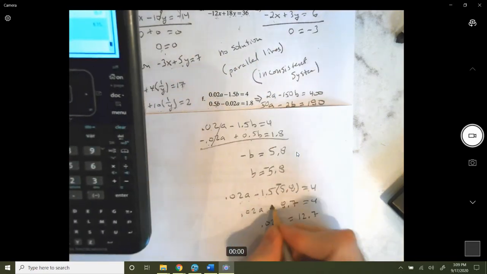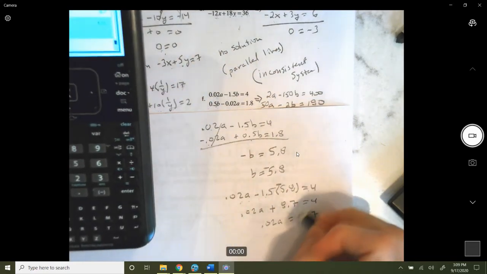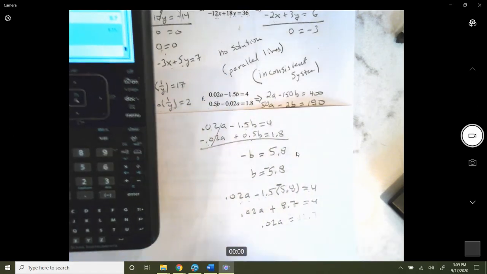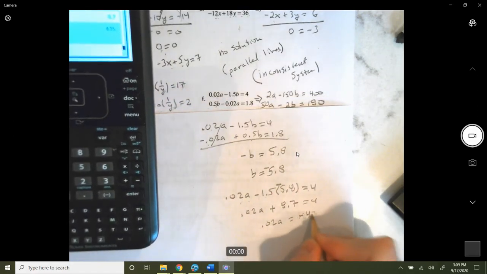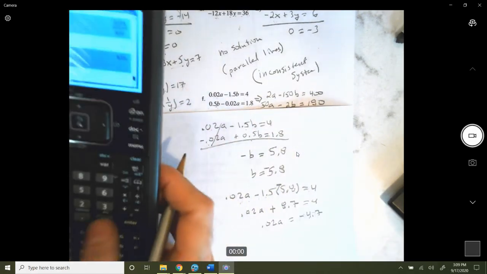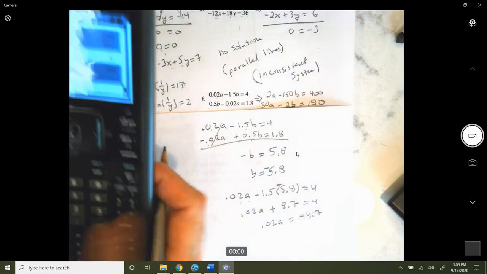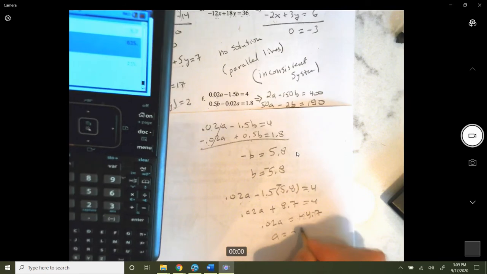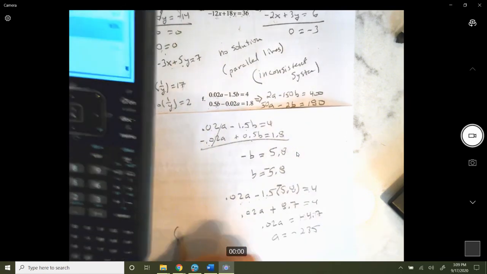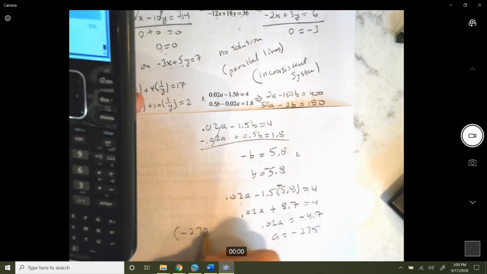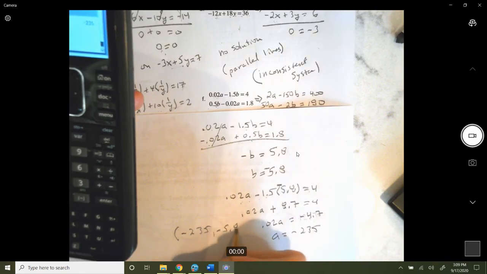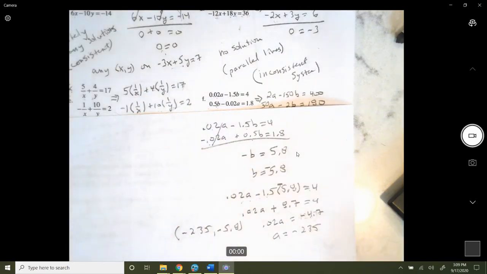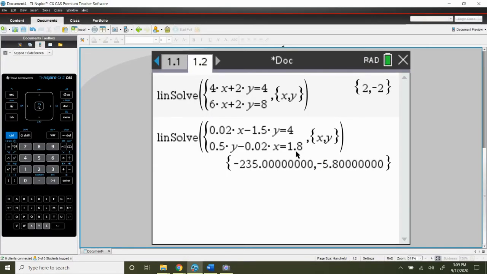This becomes a positive. We've got 4 minus 8.7 is negative 4.7. Negative 4.7 divided by 0.02 equals negative 235. So we get negative 235 comma negative 5.8. Let's just double check that's what we got. Yes, they were both negative. Okay. All right.